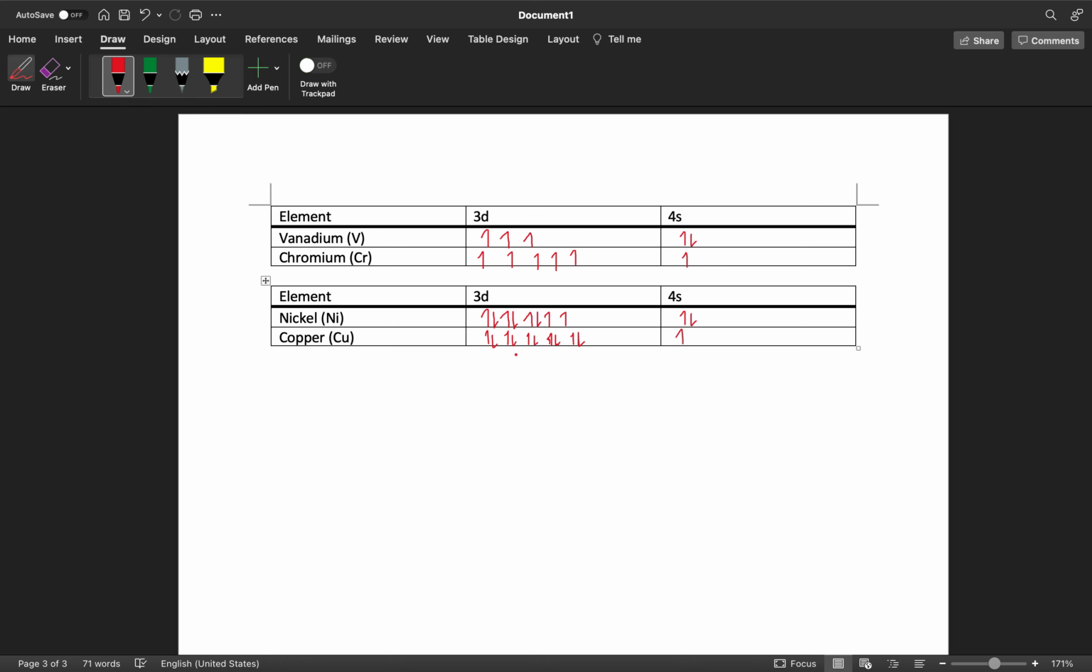So these are the special instances. Otherwise, the order of electrons is as expected from Hund's rule, but in this specific instance with chromium and copper, which are the two elements you have to remember, it is a bit different.